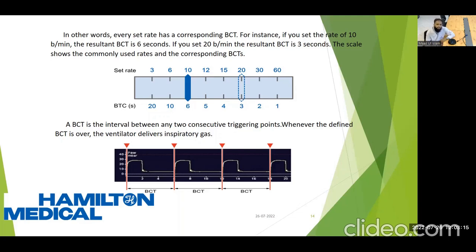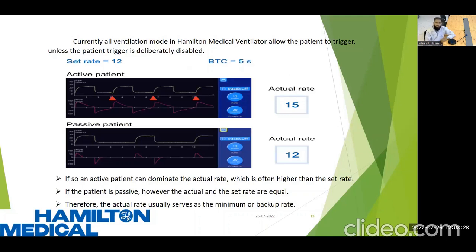A BCT is the interval time between any two consecutive triggering points, where whenever the defined BCT is over, a ventilator delivers inspiratory gas. Currently, all ventilation modes in the Hamilton Medical ventilator allow the patient to trigger, unless the patient trigger is disabled deliberately.